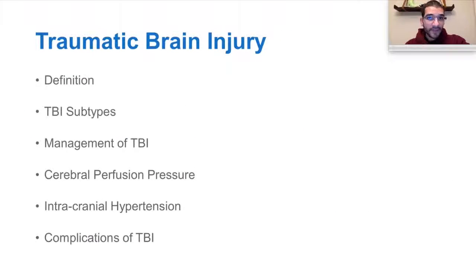So this is our content outline for this lecture. We're going to define traumatic brain injury. We're going to describe the different types. Then we will move on to the management of traumatic brain injury, focusing on cerebral perfusion pressure and intracranial hypertension, and then conclude with complications of traumatic brain injury. This particular lecture will be divided into 2 parts.